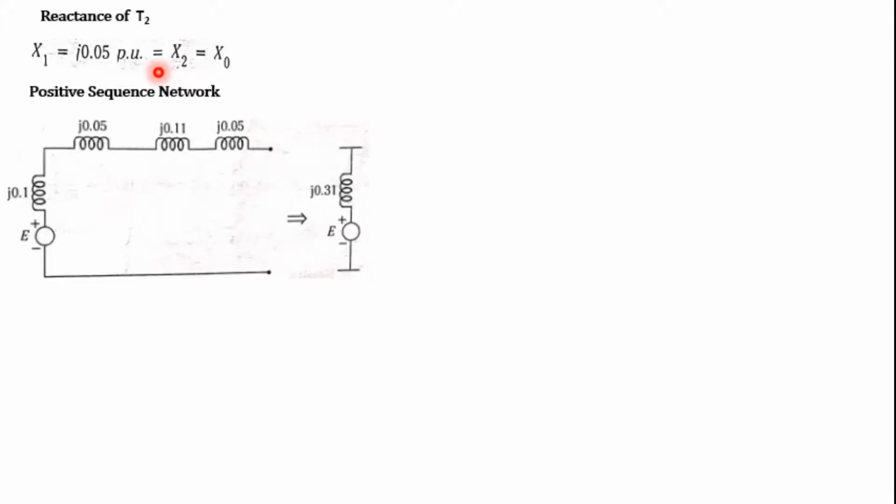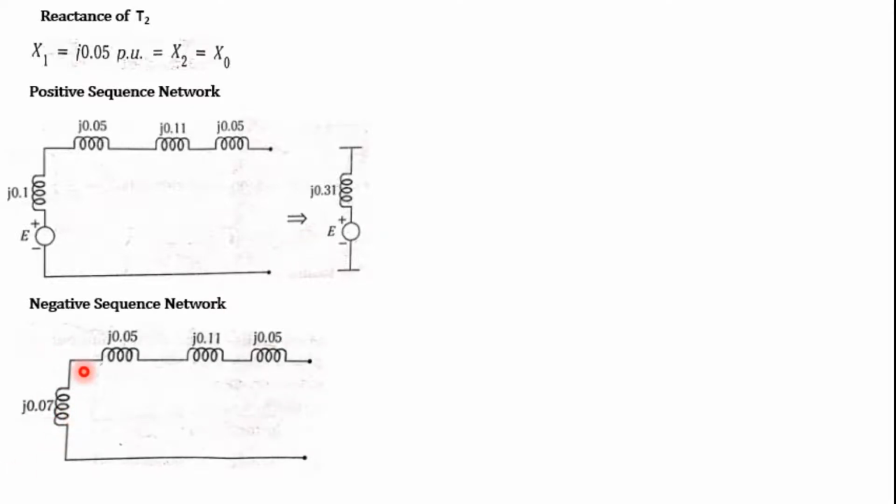From this, we can write the positive sequence network. There is a fault at this point, with the generator source EMF and its reactance, then the transformer, transmission line and transformer. The total is 0.31. If the source EMF is not mentioned, we can consider the Thevenin voltage to be 1 at an angle of 0. Similarly, draw these values for the negative sequence network: the generator, transformer, transmission line and transformer T2.